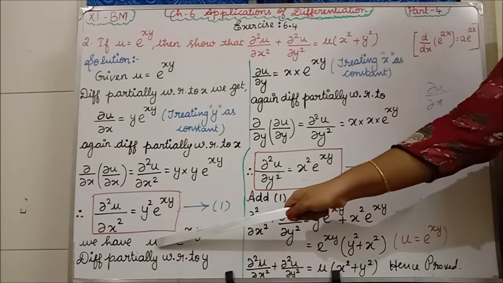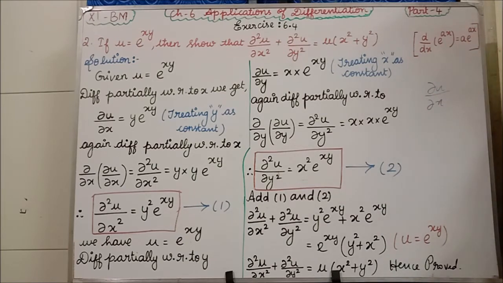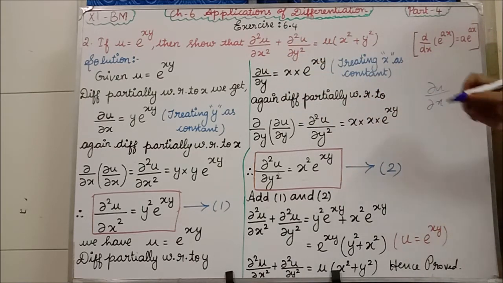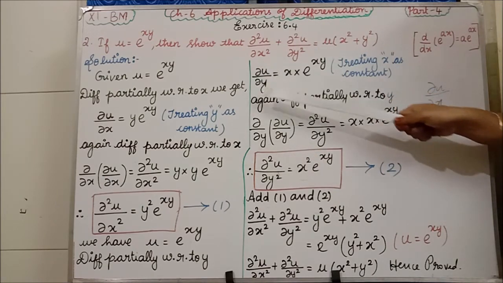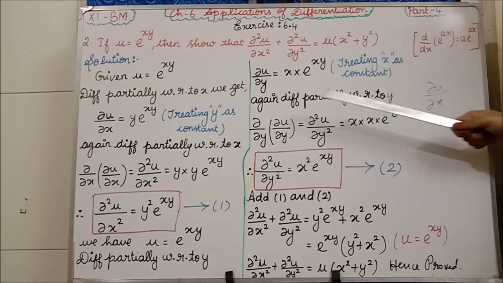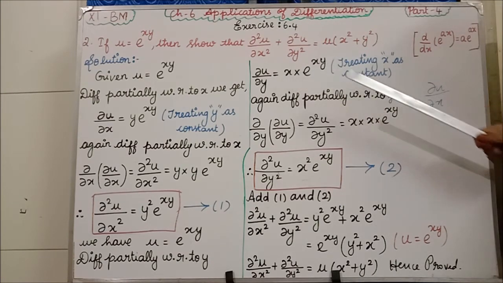Clear? So this side, dou u by dou y is equal to x, which I am going to treat as constant, so x into e power xy. Clear? Next we need dou square u by dou y square. So this dou u by dou y I am going to differentiate with respect to y. So outside I have written dou by dou y of dou u by dou y is equal to dou square u by dou y square is equal to, already here x is there, so write that x.